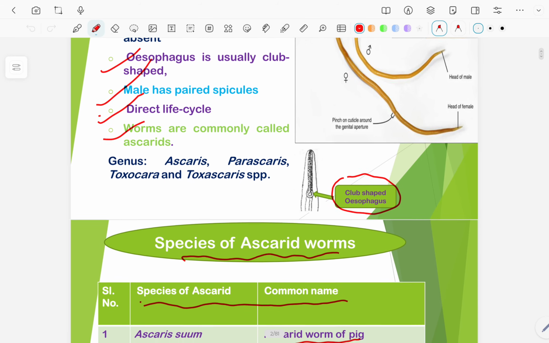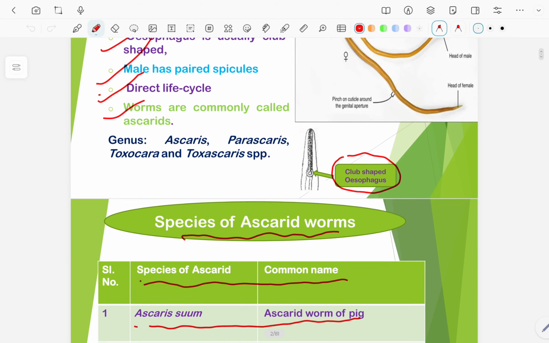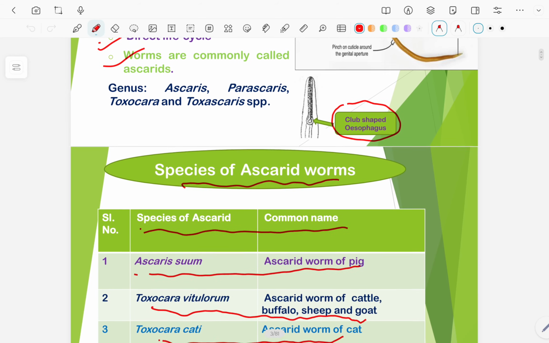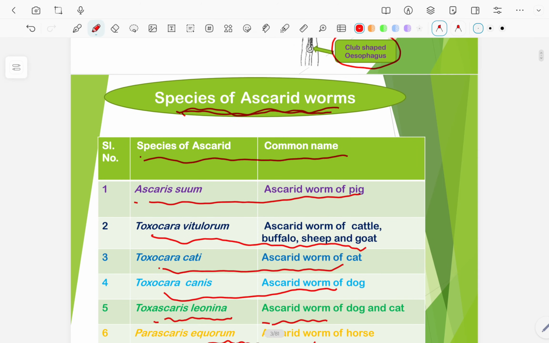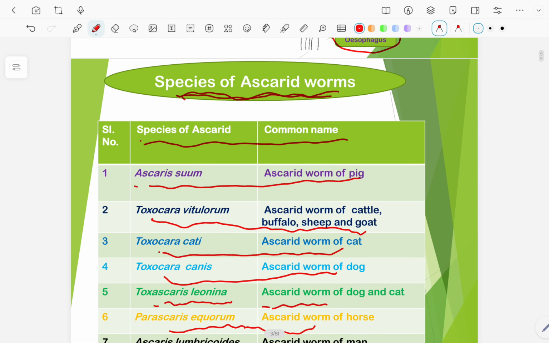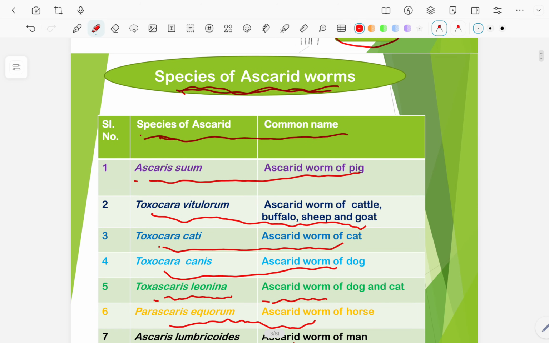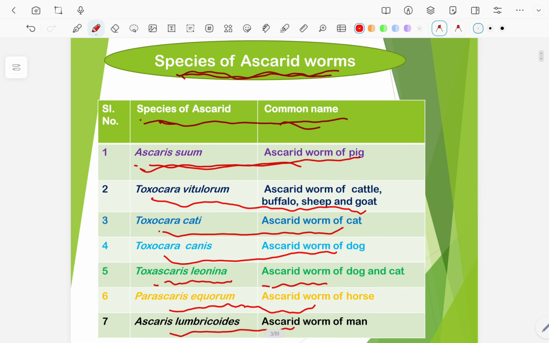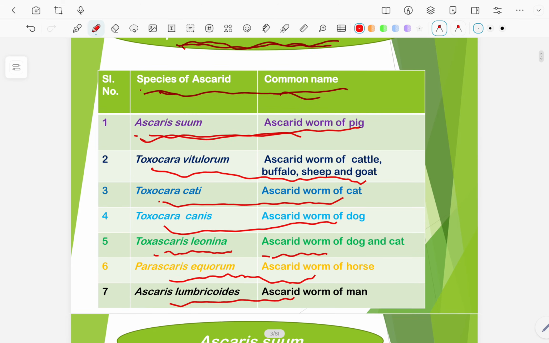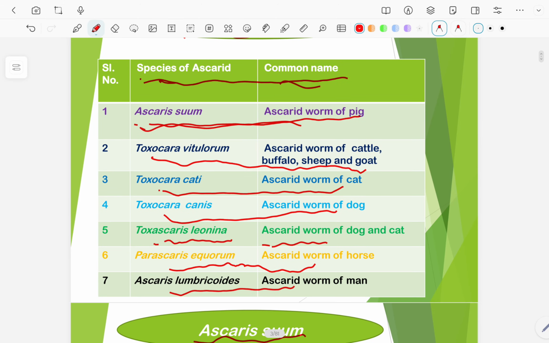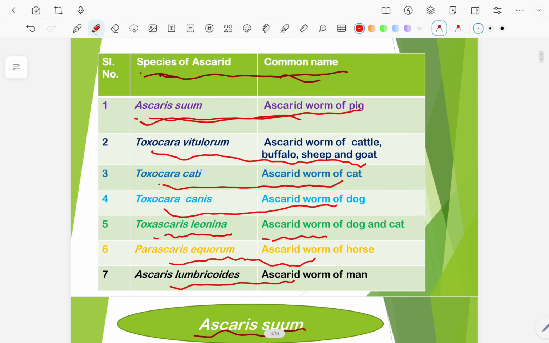Genera: Ascaris, Parascaris, Toxocara, and Toxascaris. Species of ascarid worms and their common names. Ascaris suum, ascarid worm of pig. Toxocara vitulorum, ascarid worm of cattle, buffalo, sheep, and goat. Toxocara cati, ascarid worm of cat.